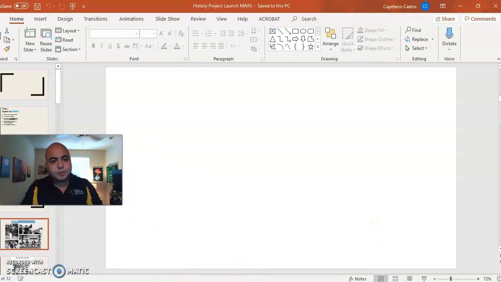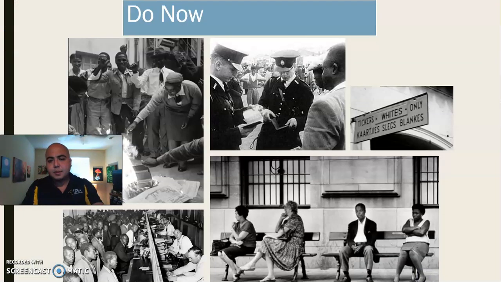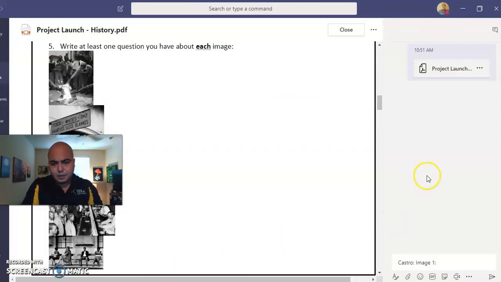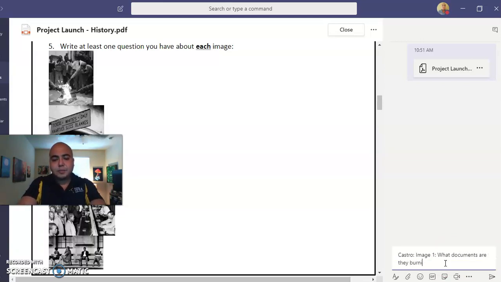Where did the picture go? If you want to press pause, you may right now. So you're going to refer back to that. And over here, for example, for image 1, your question could be, what documents are they burning? And just press enter, and I just sent the question inside there.